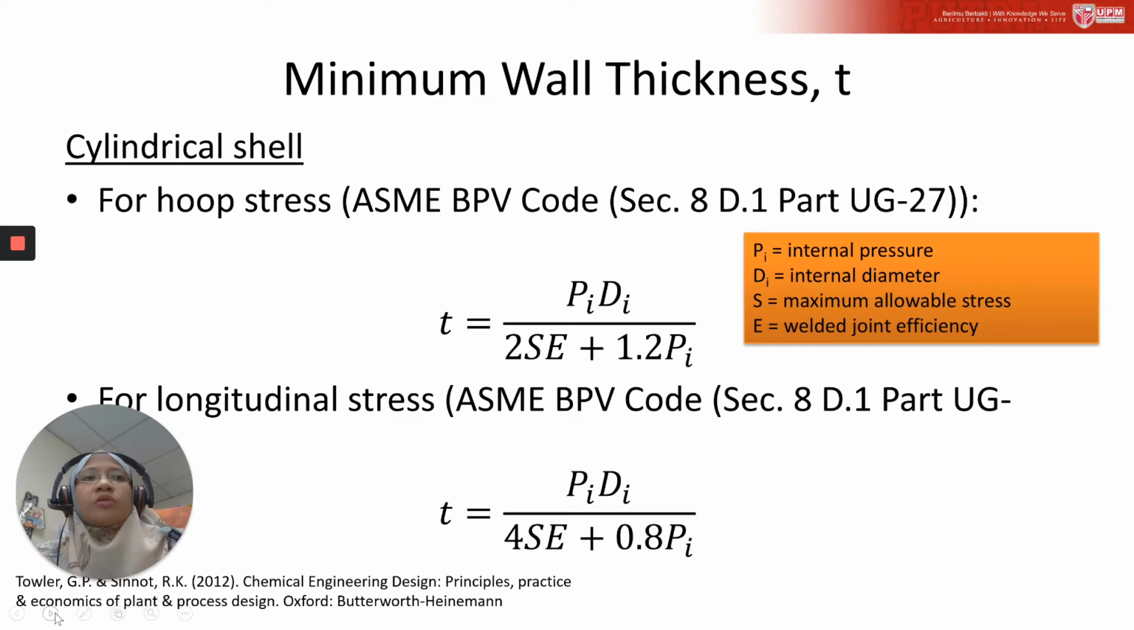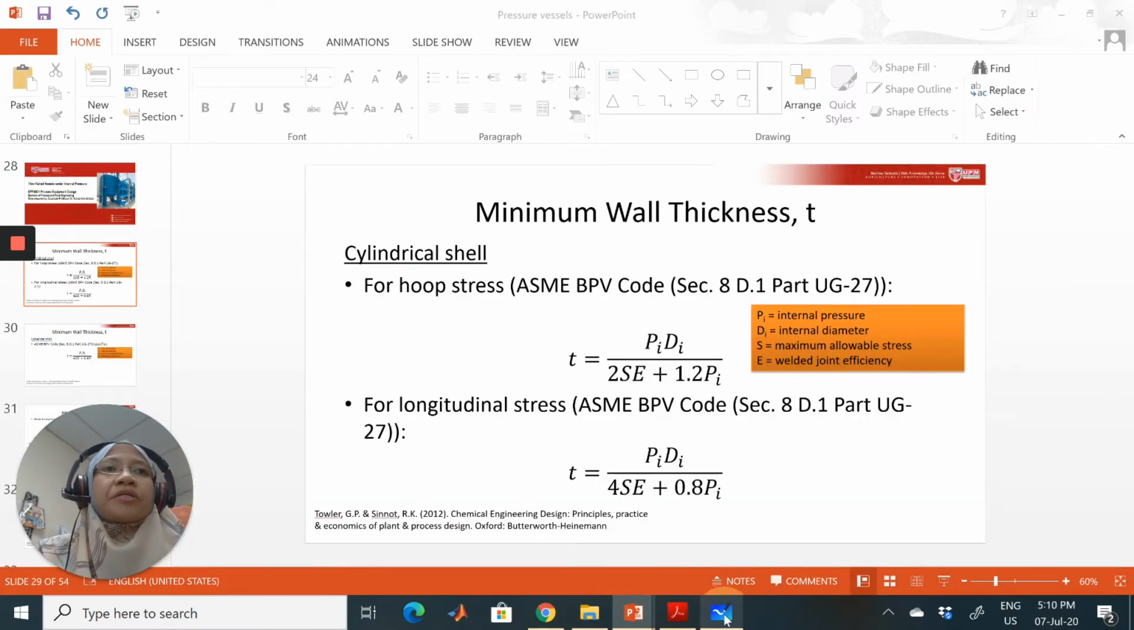But before that, I want to show you this equation first. These two equations are specified by the ASME BPV Code, under Section 8 Division 1. This one is for hoop stress and this is for longitudinal stress. I would like to show you a very quick derivation of this equation, but the equation that I will get is slightly different from the one on the slide. I need to minimize this and open my whiteboard, class.